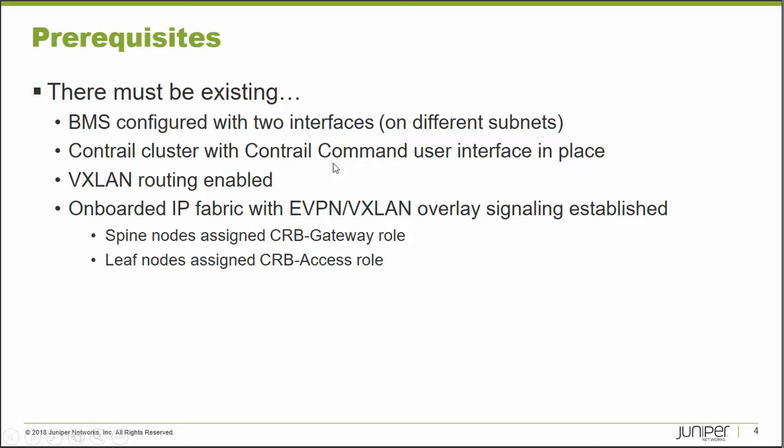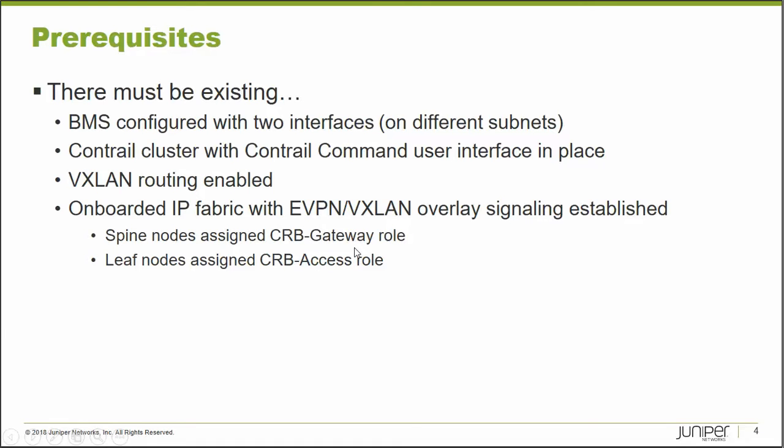There needs to be a Contrail cluster that has the Contrail Command user interface in place. VXLAN routing needs to be enabled, and we also need to have already onboarded an IP fabric that has EVPN and VXLAN gateway EVPN and VXLAN overlay signaling already established. This happens any time you do either a greenfield or brownfield onboarding of an IP fabric, which I have learning bytes on as well. The spine nodes need to be assigned the CRB gateway role, and the leaf nodes need to be assigned the CRB access role.